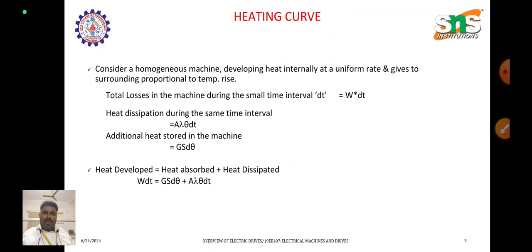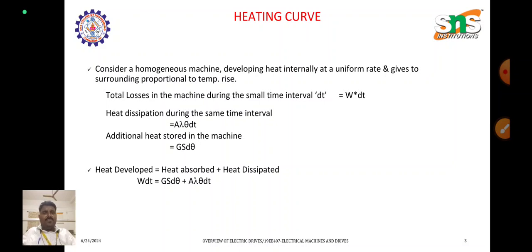So the heat developed is nothing but W into t. W is the power loss, the total losses inside the machine during a small interval of time, which is equal to the heat absorbed, G s into d theta, plus A lambda into dt. Here G is the mass of the machine, s is the specific heat, the heat storage capability with respect to the change in temperature, A is the area, and lambda is the rate of heat dissipation.